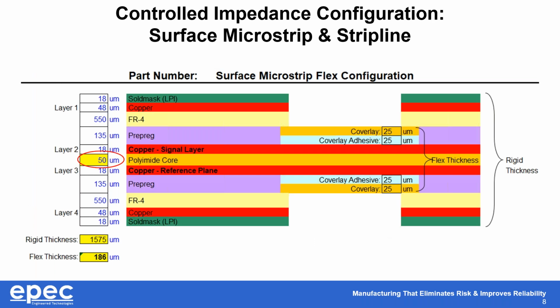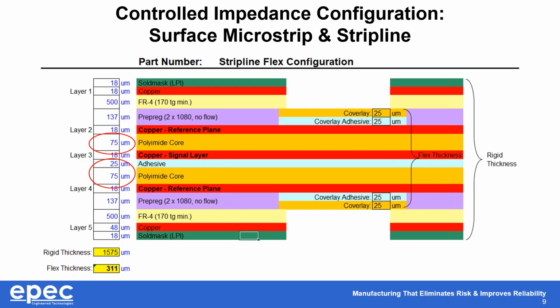Here's an example of a 4-layer rigid flex design, 2 layers of flex in the middle, layers 2 and 3. And the controlled impedance in the flex layer is configured as a surface microstrip. So layer 2 is your signal layer. Your polyimide core is 50 microns or 2 mils, and then you've got a reference plane. And this configuration is very much a standard for 90 ohm differential, 100 ohm differential, 50 ohm single-ended, which are still by far the most common requirements.